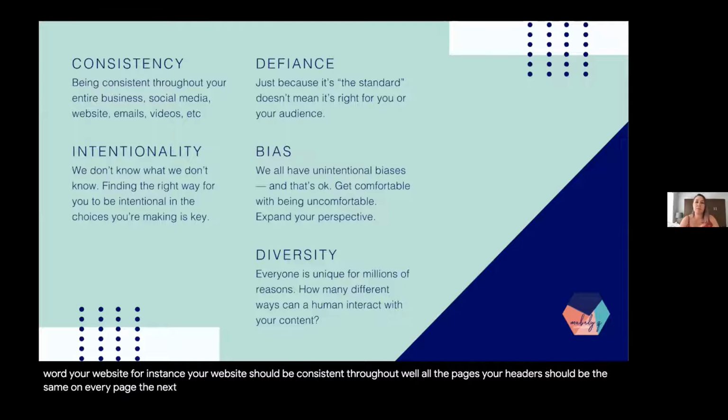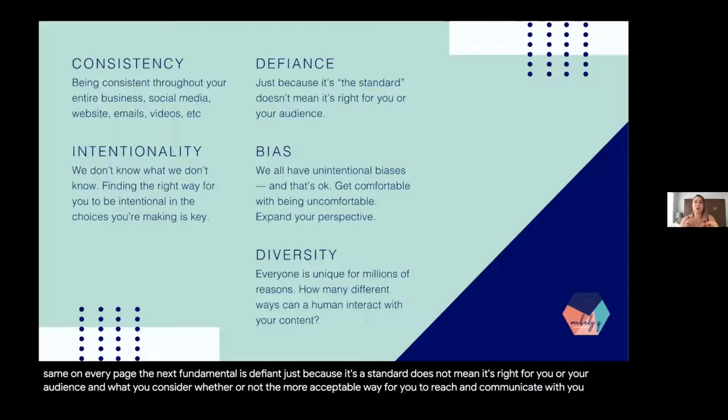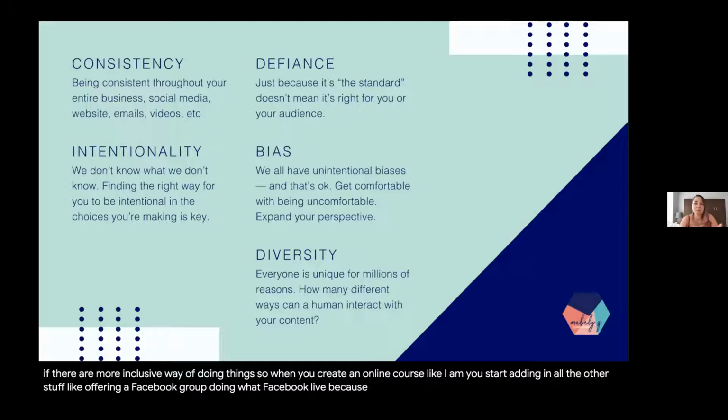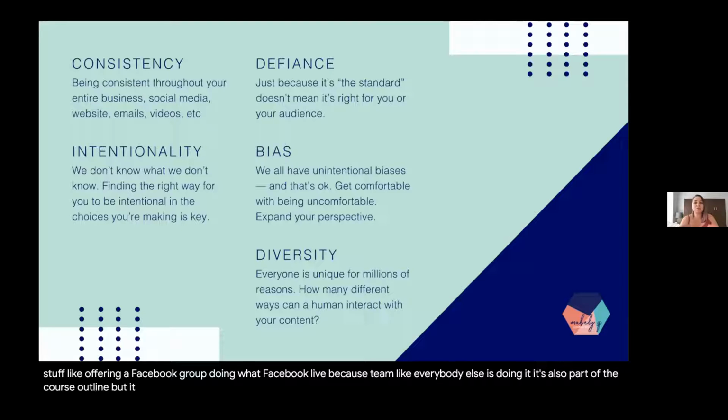The next fundamental is defiance. Just because it's a standard does not mean it's right for you or your audience. I want you to consider whether or not there is a more accessible way for you to reach and communicate with your audience. Is there a more inclusive way of doing things? So when you're creating an online course like I am, you start adding in all the other stuff like offering a Facebook group, doing Facebook Live, because it seems like everybody else is doing it. It's also part of the course outline, but is this really the best way to reach your audience?